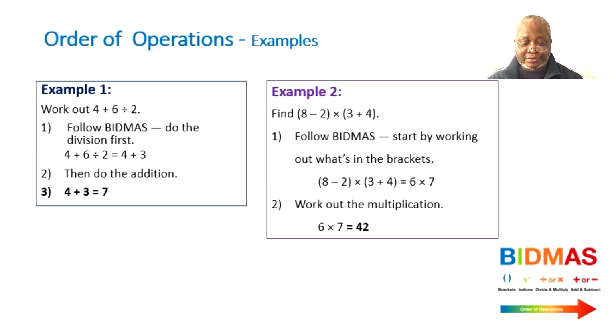8 minus 2 is 6. 3 plus 4 is 7. And then you work out the multiplication now, which is 6 times 7 equals 42.